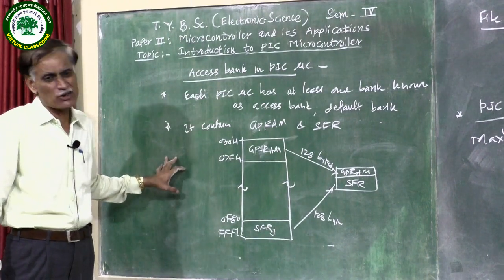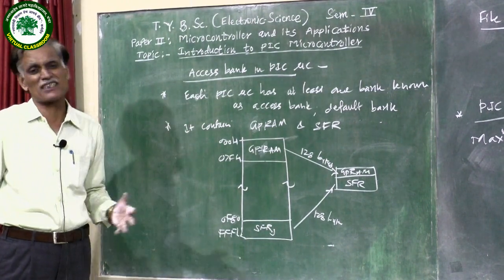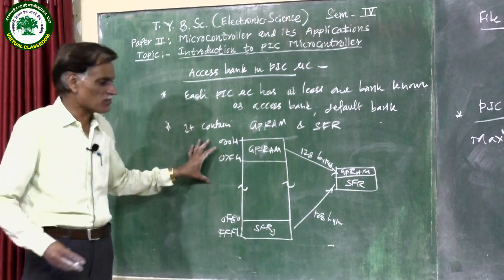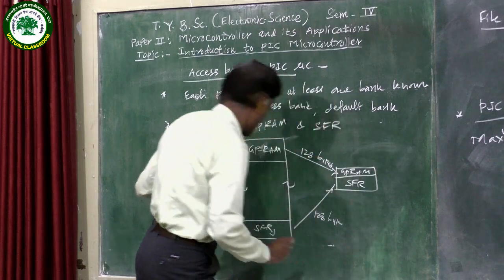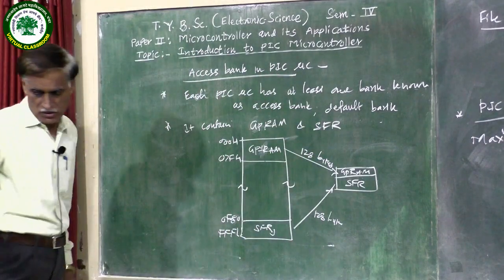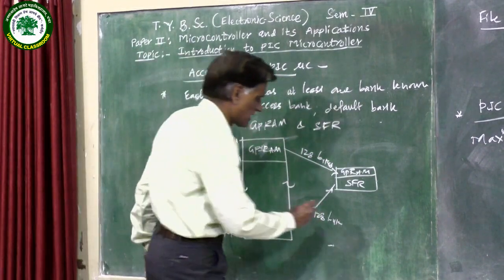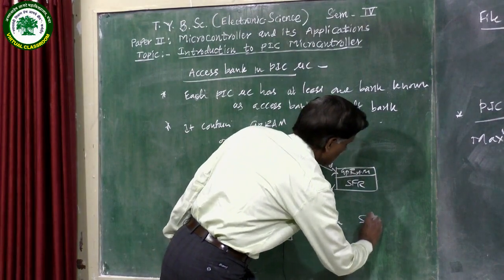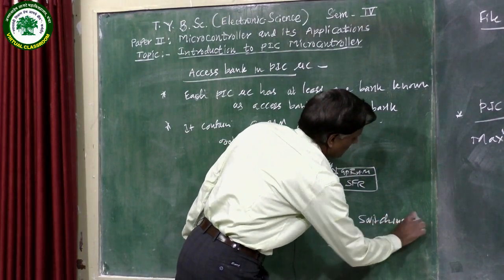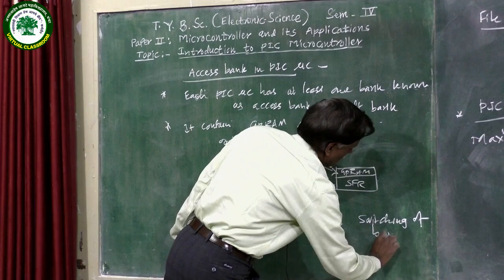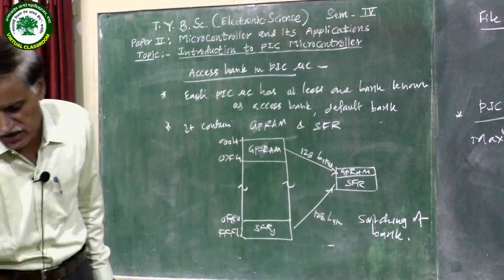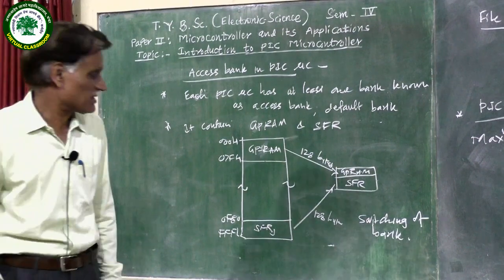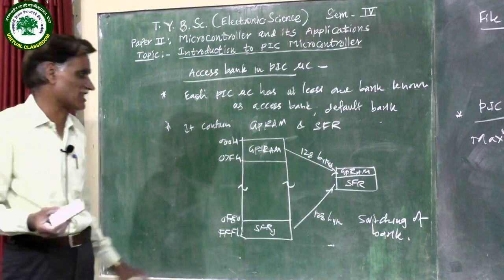Whenever the PIC microcontroller contains many general purpose RAMs, at that time a switching mechanism is used, switching of banks. Therefore, you should have some knowledge regarding the switching of banks. Automatically there is a mechanism related with the switching of banks. How this is done, there is no need to go into the details of that.